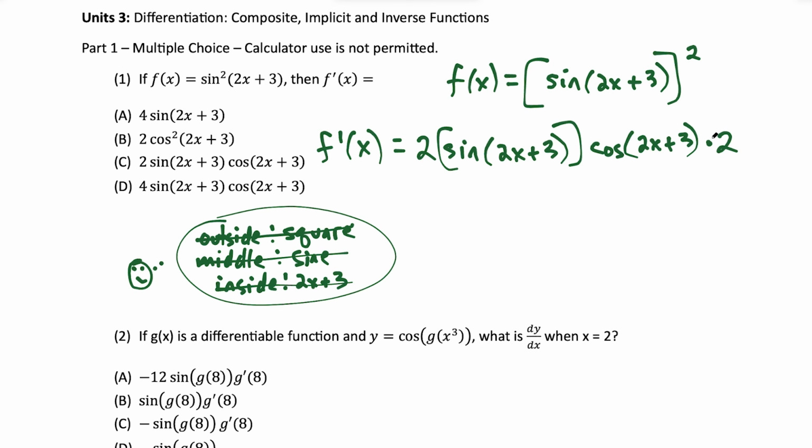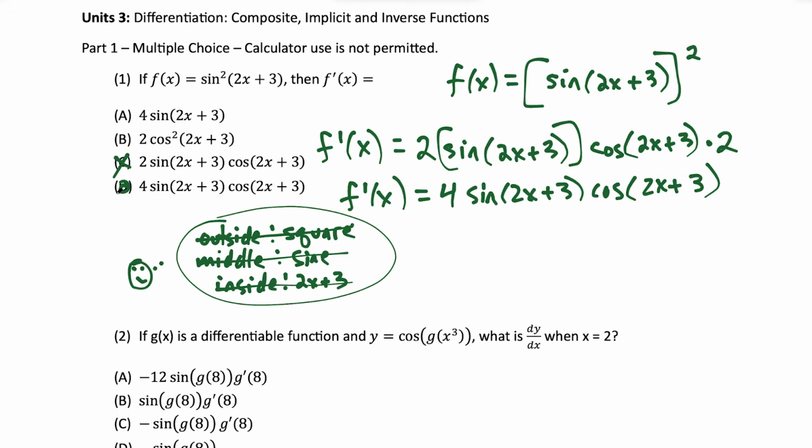If you forget to write that 2, you'll notice that choice C is a very dangerous bear trap. You have to make sure that you're taking the derivative of each piece that's being chained together here. Now we just combine everything. We have f prime of x equals 2 times 2 is 4, and then sine of 2x plus 3, and cosine of 2x plus 3. Scanning the answer choices, this matches choice D.